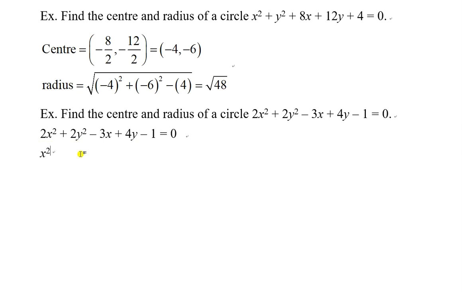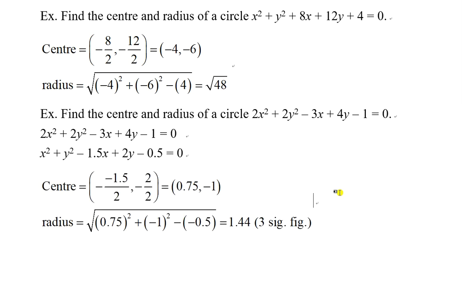That becomes x squared plus y squared minus 1.5x plus 2y minus 0.5 equal to 0. Then you can apply the formula now. Then you will find that the answer may not be an integer or a rational number. The center will be negative 1.5 over 2, comma, negative 2 over 2, you will get 0.75, comma, negative 1. Of course, you can write it as 3 over 4, it doesn't matter.